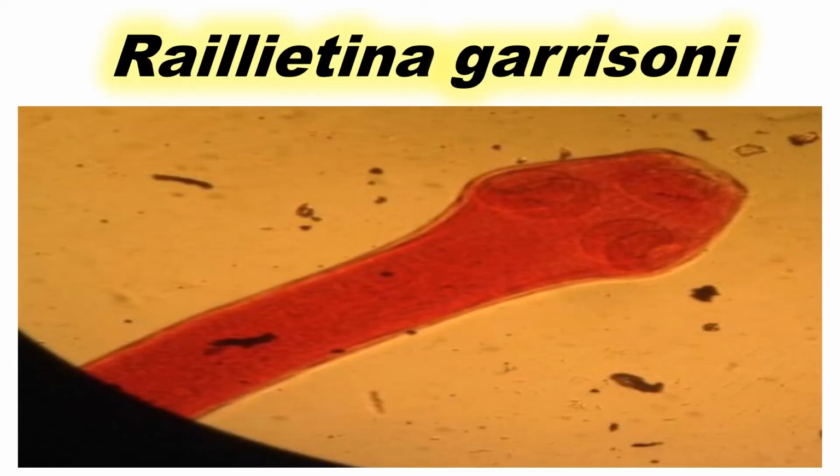So now let's move on to Raillietina garrisoni, or known as the Madagascar worm. This is a common tapeworm of rats. Again, a common tapeworm infecting rats.